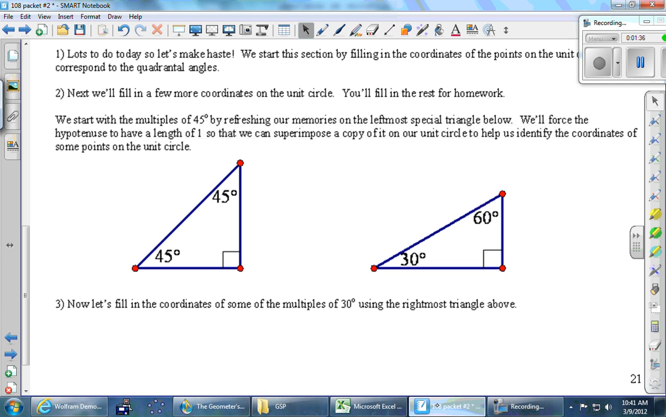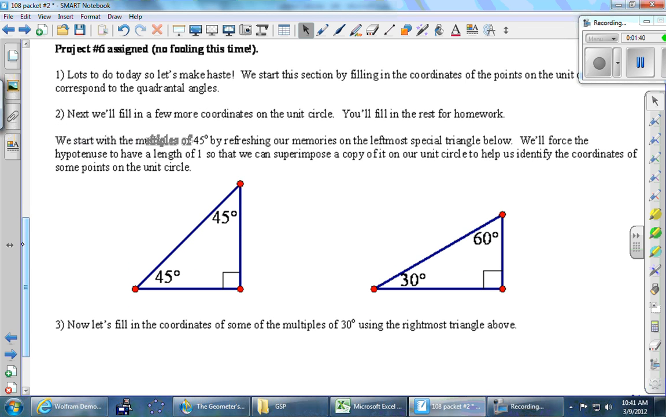Okay, so we're on page 21. Can we go to Sarah for number 1 in the middle? Oh, actually, we're going to skip ahead. Number 2.